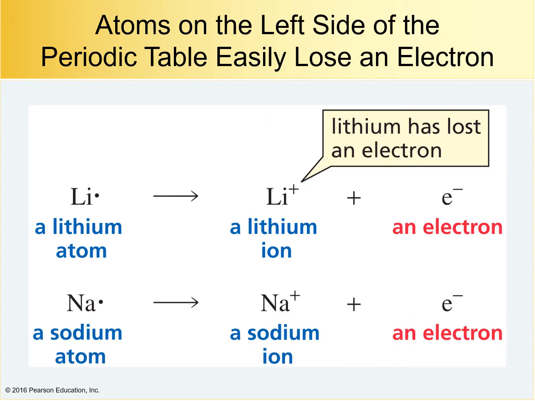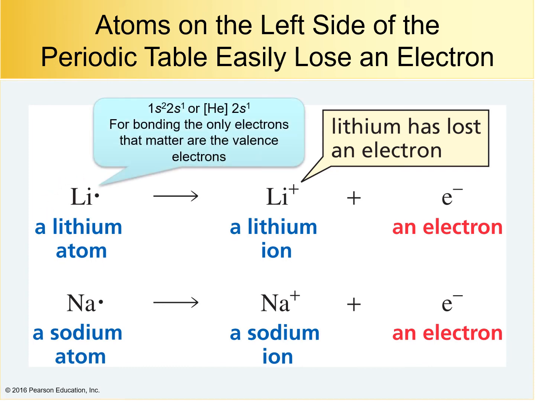So let's look at a couple of examples again. Lithium, and this would be a representation of lithium with the single electron in its valence shell. It has the 1s2, 2s1 configuration, or you could call it helium 2s1. The only electrons for bonding that matter are the electrons in the valence shell. That's why we only draw 1 here. And if it lost that 1, we'd have a lithium ion with a positive charge plus an electron. Same thing for sodium, which is right under lithium in the periodic table.